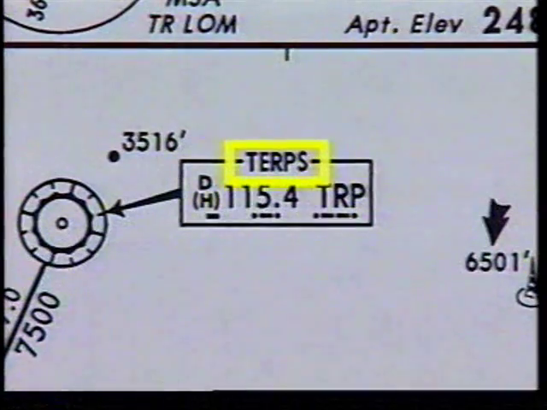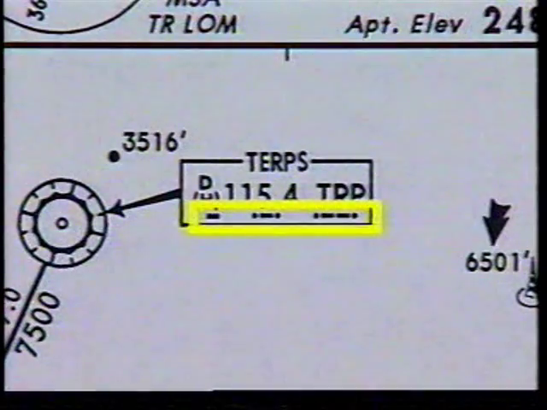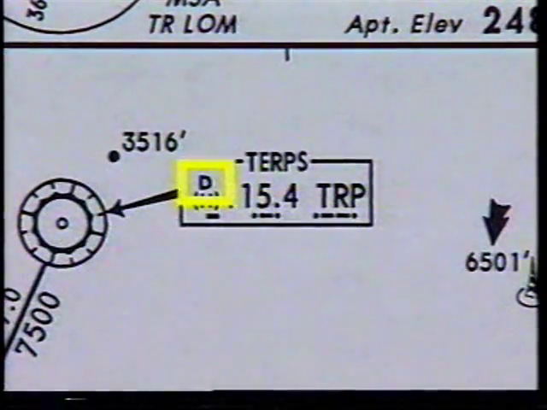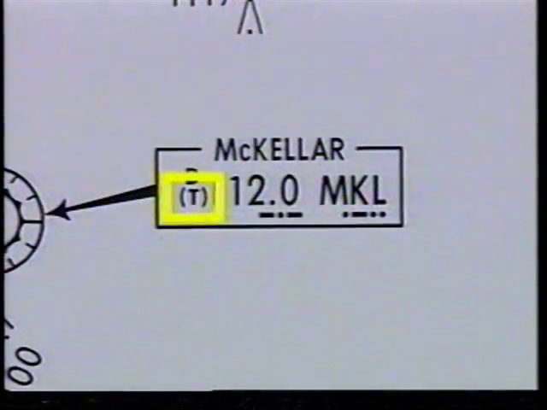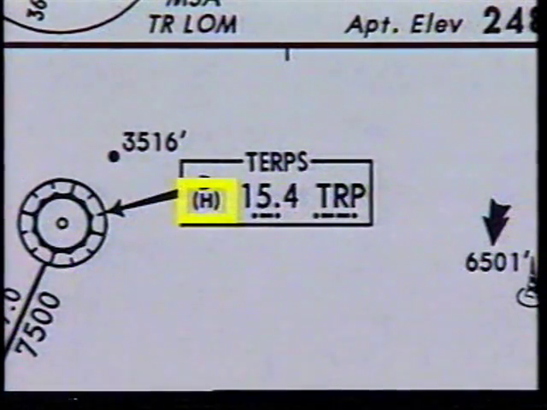These boxes contain the facility name, frequency, identifier, and Morse code. If a D appears in the box, it indicates the facility transmits DME information. For VORs, a letter T appearing in the box indicates that the station is a terminal class facility. These NavAids are used primarily as approach aids and are normally not part of the en route structure. An L indicates a low altitude class VOR, while an H is used with high altitude stations.